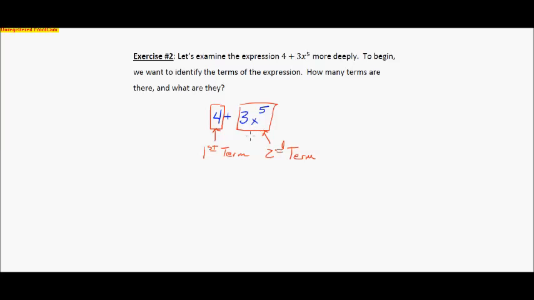Okay, so how many terms are there? Well, the answer to this question is there are 2, 1 and 2. And what are they? Well, we already put them in their boxes, so there's the first term and there's the second term. Alright, and we're taking this very slowly, guys. If you understand the parts of expressions and the parts of equations, it makes them so much easier to solve. Alright, so we're going to get to that pretty soon in solving them. Okay, let me turn off this one.